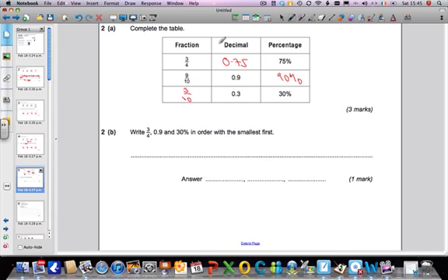If you're not sure how to do any of these, you can always check out my video on converting from fractions to decimals, percentages, and back and all that. Right, we're asked to write these now in order, beginning with the smallest. So looking through, we've got 3/4, 0.9, and 30%. So 30% is the smallest, followed by 3/4, and finally 0.9. So you can use your table to help you fill out this question.